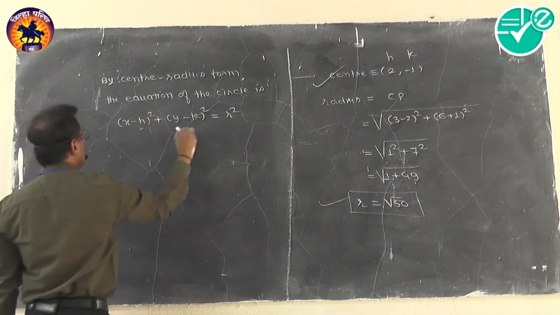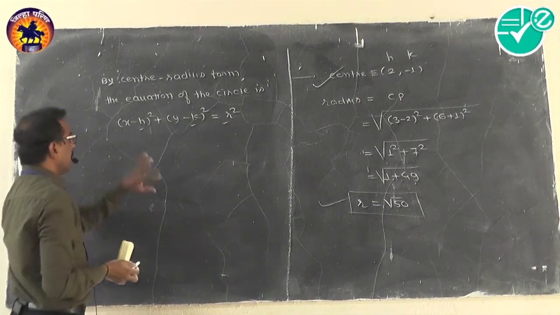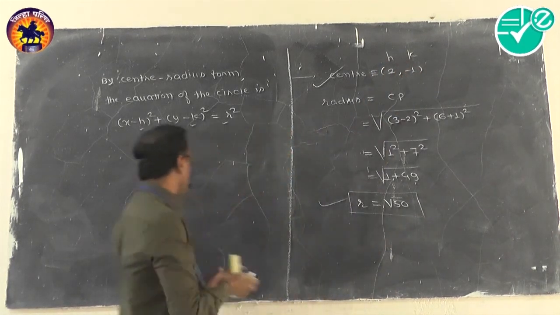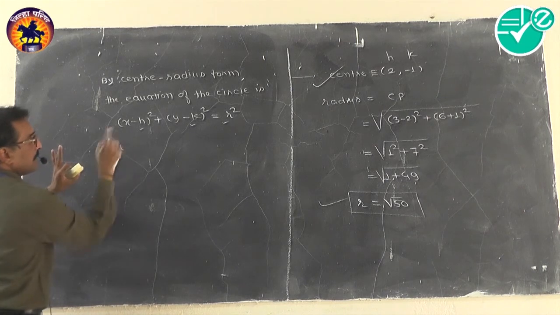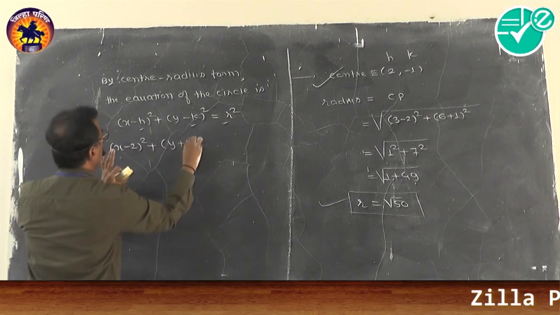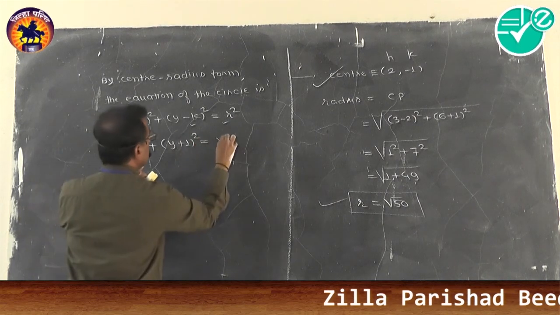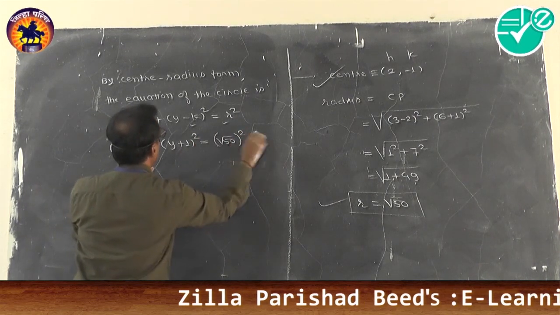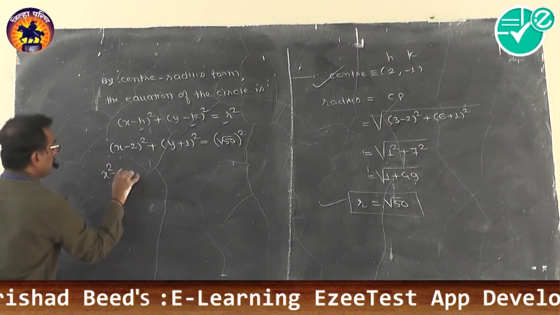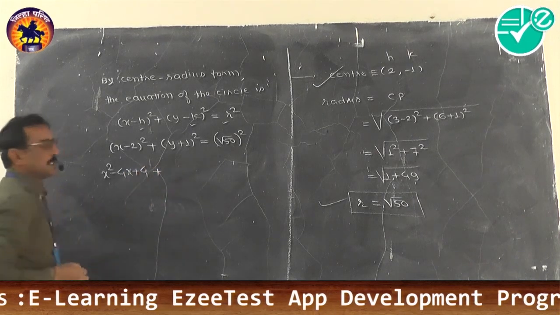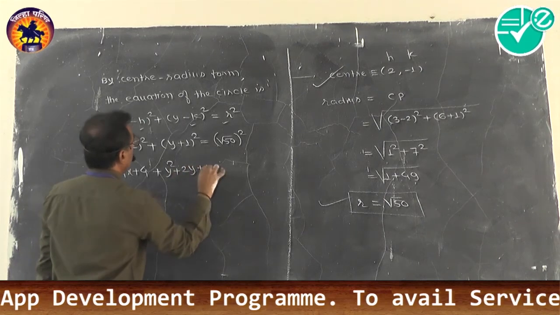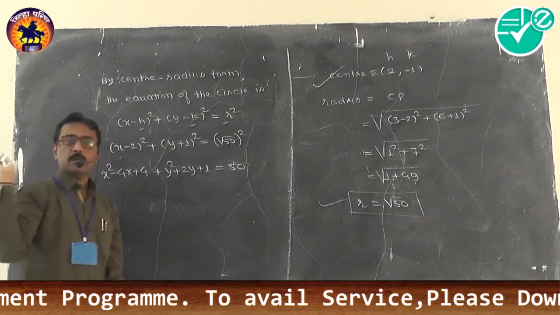In the present problem, h, k and r, I think you already know. h means 2, k means minus 1, and r means root 50. If we place them here, x minus h means (x minus 2) whole square, (y plus 1) whole square, is equal to r square, which is root 50 whole square. Just proceed. (x minus 2) whole square means x square minus 4x plus 4. Next, what is (y plus 1) whole square? It is y square plus 2y plus 1. And very last, root 50 square is 50.